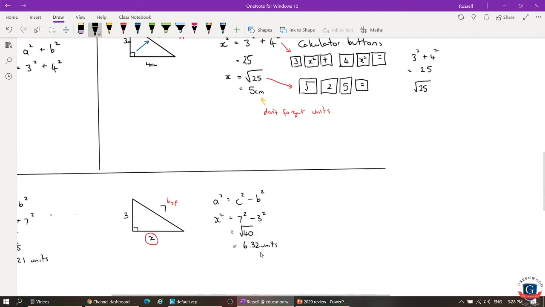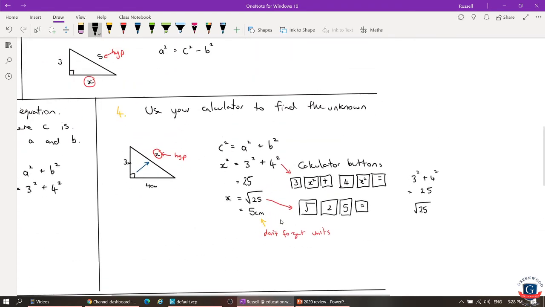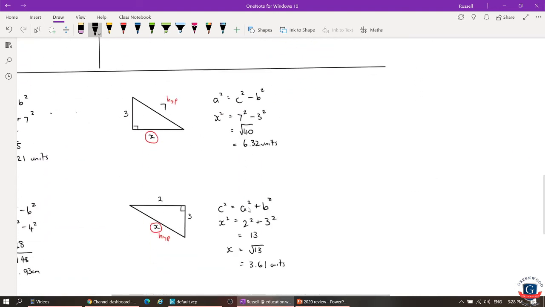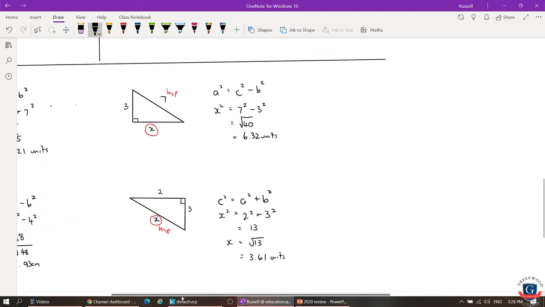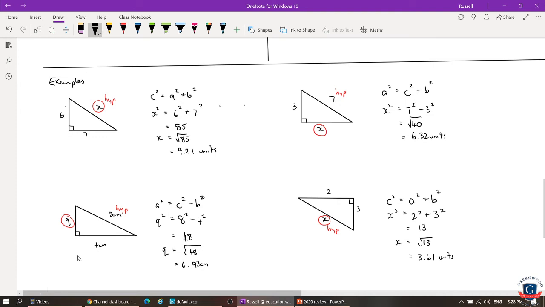Then we get to the final step. Oh, that is the final step. That's the answer. We're done. Let's have a look at some other examples. Make sure we know how to do all the different cases.